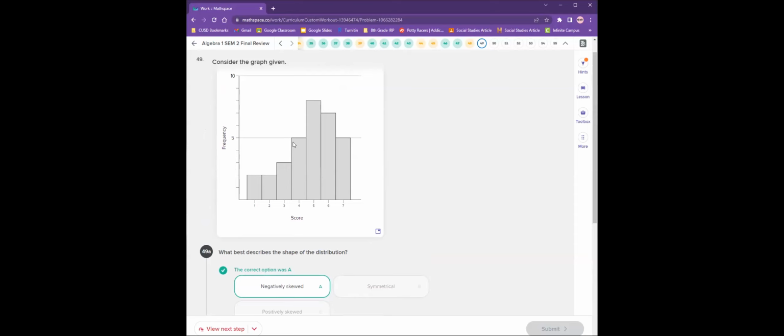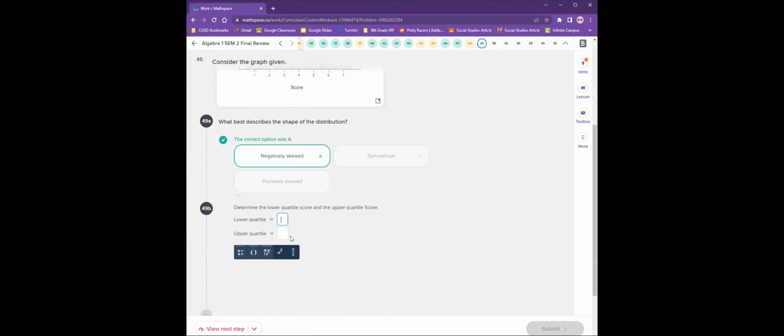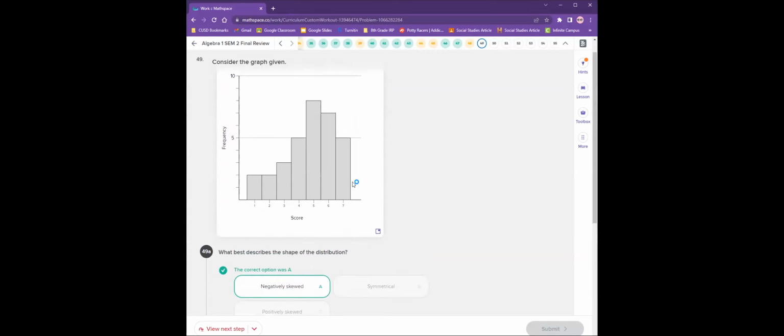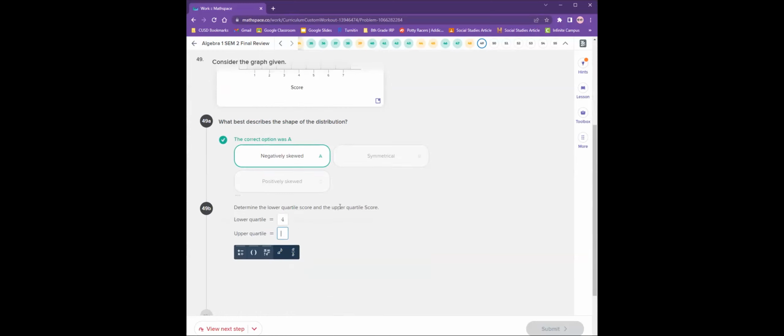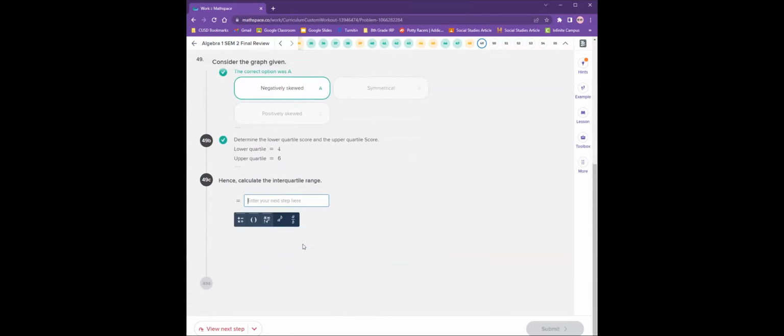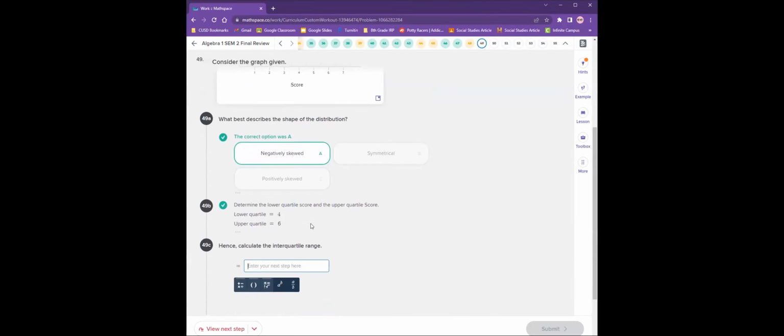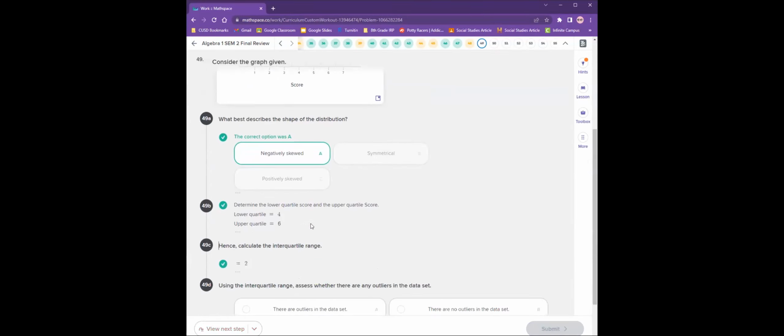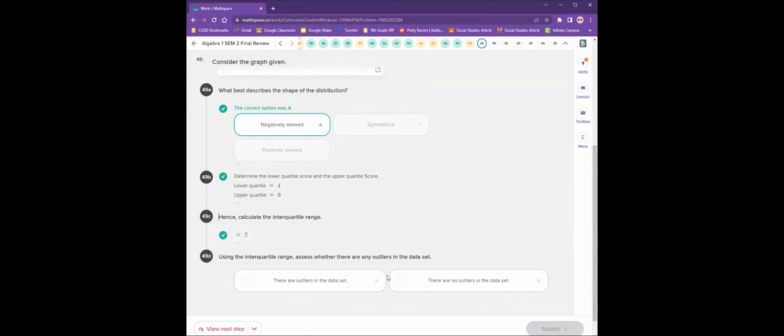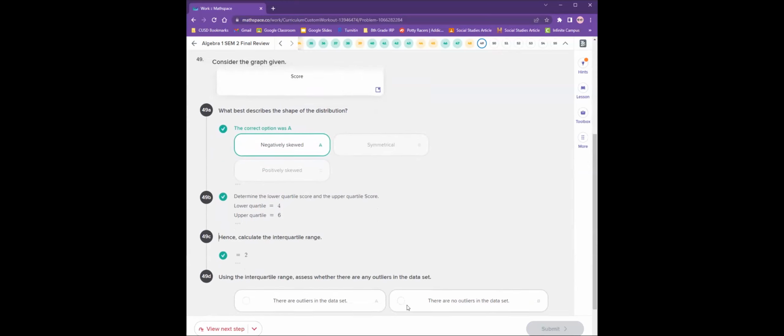It's going to be 4. Lower quartile is 4. Okay. Upper quartile, you can think of it as going from the right side now. 8 and 9 from the right. So it's 6. Looks like it's probably 6. Yep. Hence, calculate the interquartile range. It is 2. Using the interquartile range, there's probably not outliers.